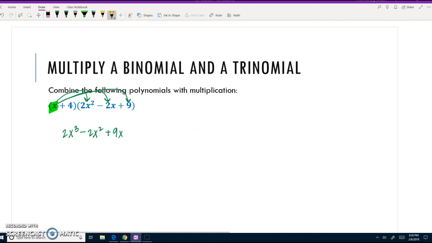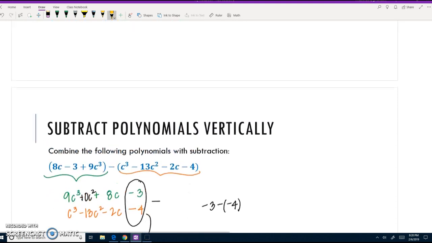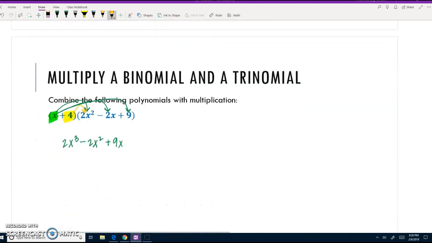Then what we want to do is go ahead and take that 4, the next term in the binomial, this guy right here, and we're also going to distribute that one to every single term in the trinomial. So when it goes to 2x squared, that will become plus 8x squared. When we distribute it to the minus 2x, that will become minus 8x. And then when we distribute it to the 9, we'll end up with plus 36.